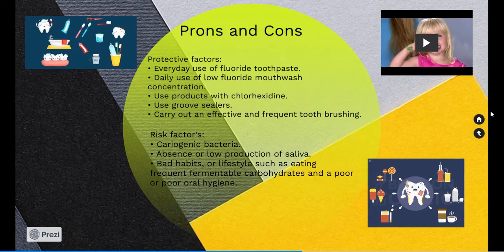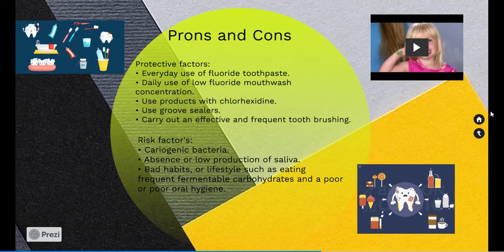Pros and cons. Protective factors: everyday use of fluoridated toothpaste, daily use of a low-concentration fluoride mouthwash, use of products with chlorhexidine, use of groove sealers, and effective and frequent tooth brushing. Risk factors: cariogenic bacteria, absence or low production of saliva, bad habits or lifestyle such as frequently eating fermentable carbohydrates, and poor oral hygiene.